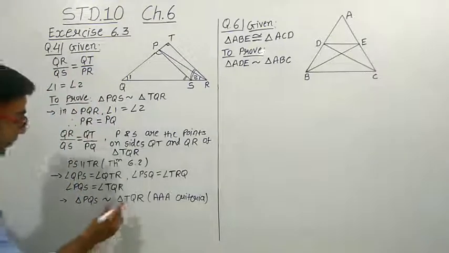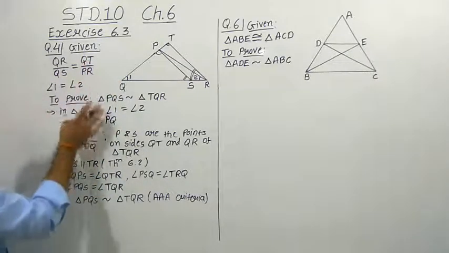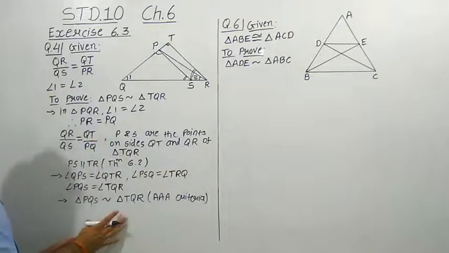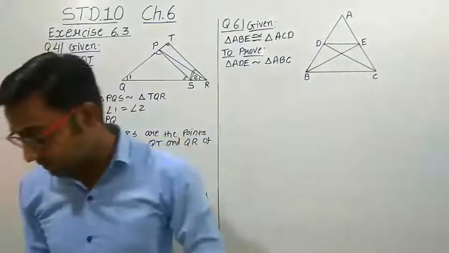So see what was given, what we used, how we used it, and how we proved the similarity of the two triangles. Okay. Now let us study question number 6.